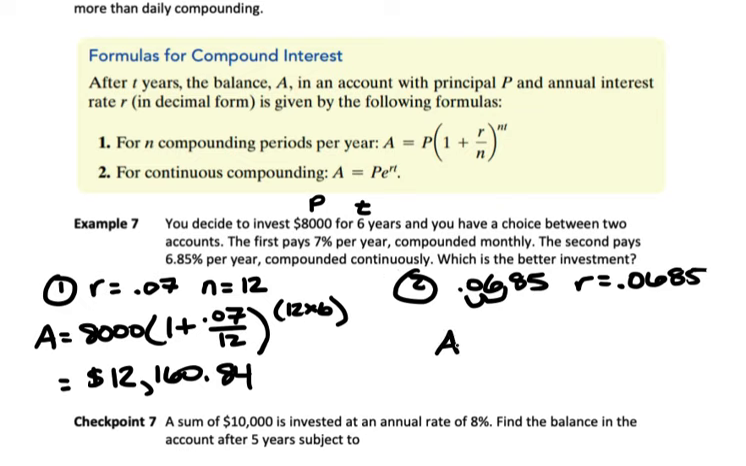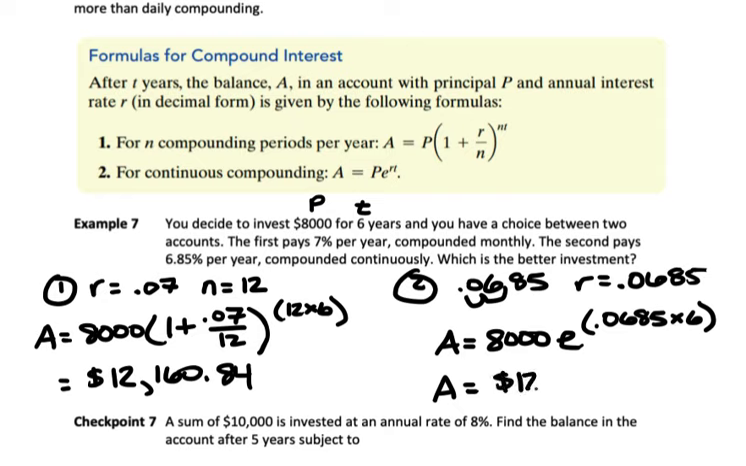So A equals, plug in 8,000 for P, and then e raised to the power of 0.0685 times T, which is 6. So again, if you're doing this in like an iPhone calculator, you would multiply 0.0685 times 6 first, then do e to that power, and lastly multiply by 8,000. If you're doing it on a better calculator, you can get the answer directly of $12,066.60.